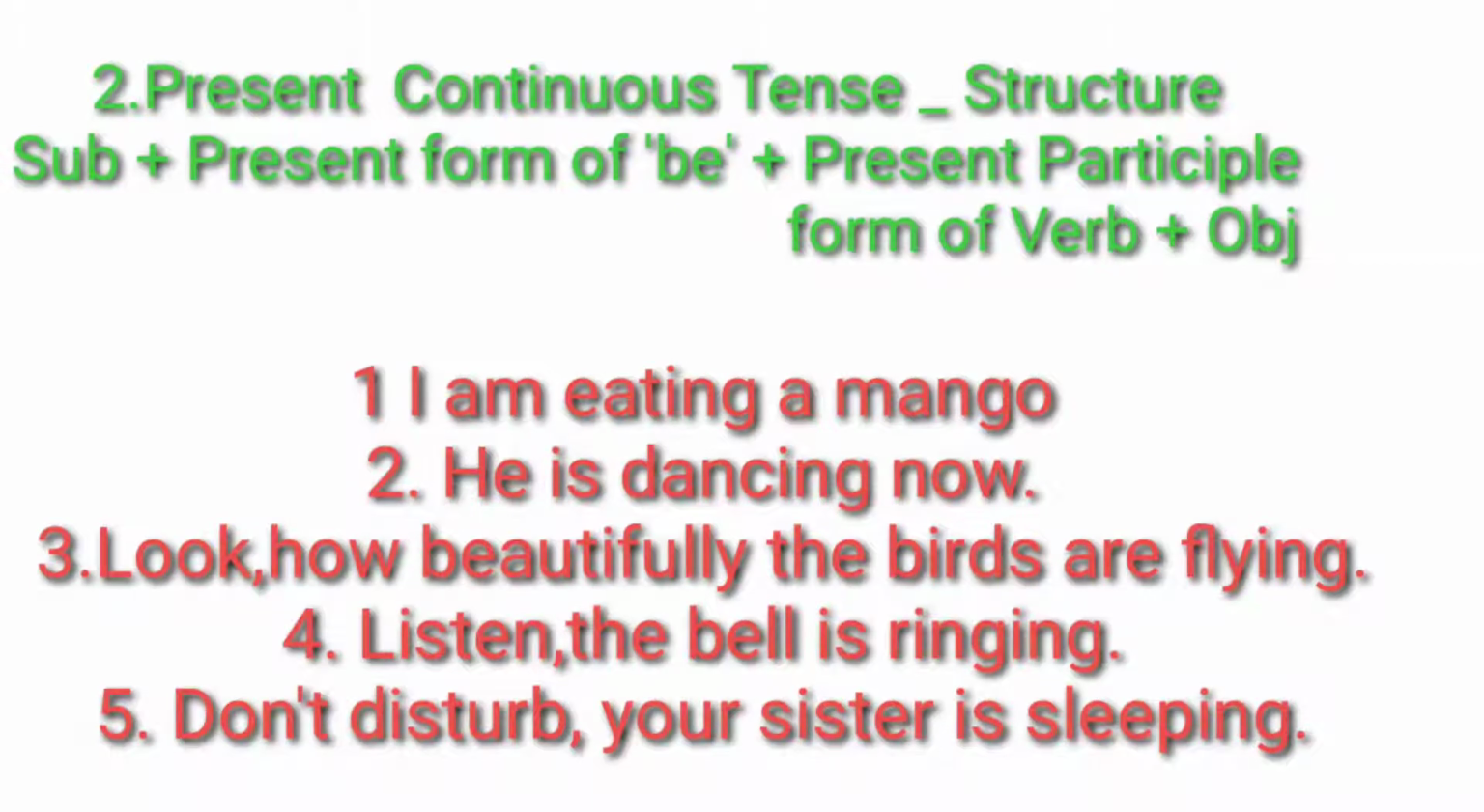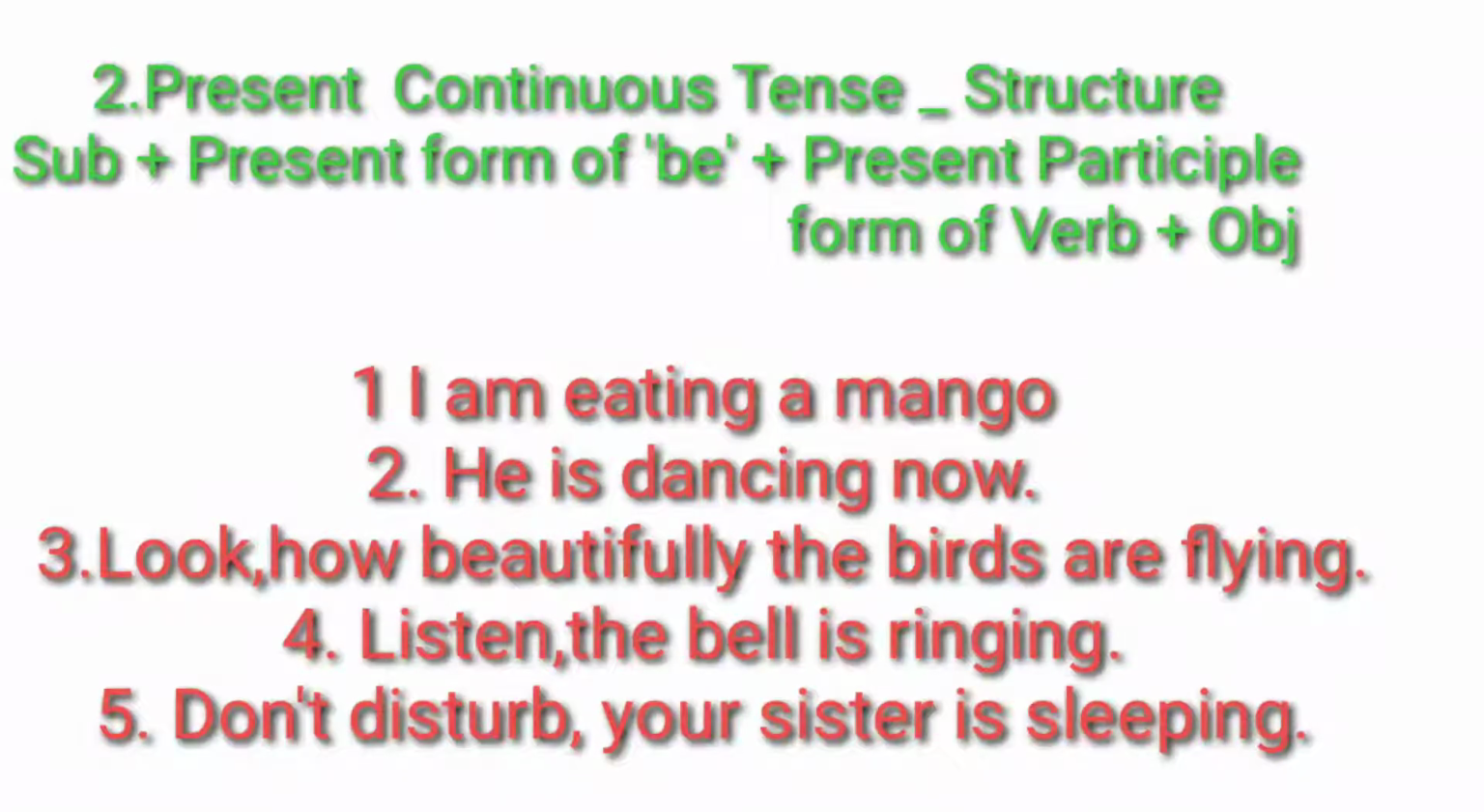When do we use present continuous tense? When an action is going on at this present moment, we use present continuous tense. What's the structure of it? Subject plus present form of be plus present participle form of verb plus object.